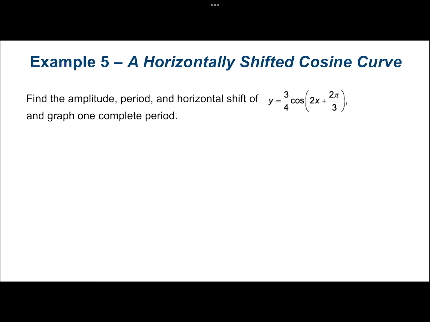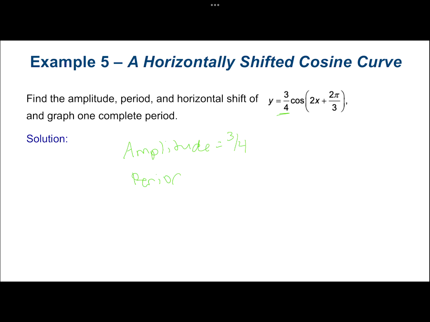Okay, so let's do one more of these, and we are going to be done for the day on our notes. So again, we're finding the amplitude, period, and horizontal shift. Our amplitude is going to be 3/4.